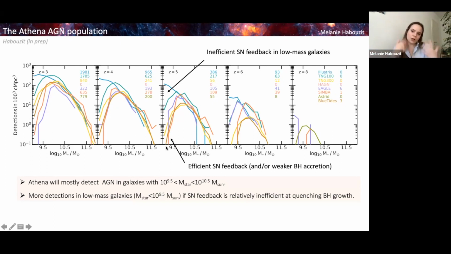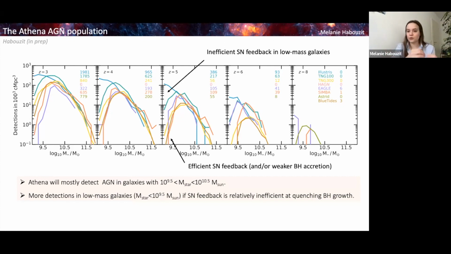On the other end, if we have an efficient supernova feedback, a strong supernova feedback, or for example, a weaker black hole accretion in some cases, we will have less detection here. So when you look at the amplitude of the difference between those two types of simulation, it's so large that you will see it on the raw number of detections with Athena. So we can really start to disentangle the modeling of the simulation.